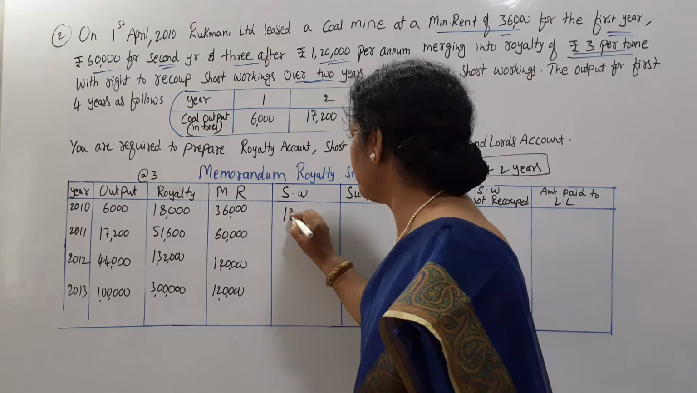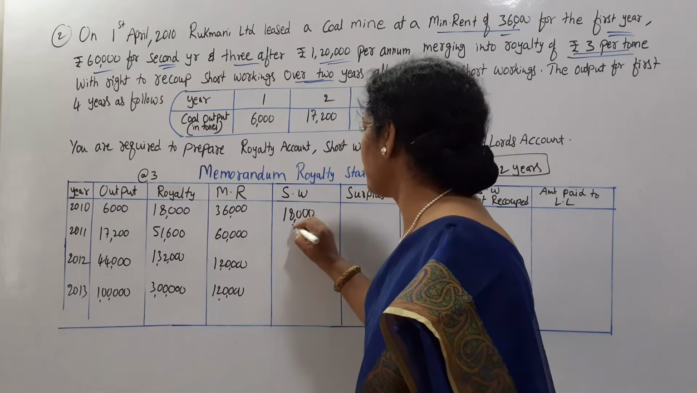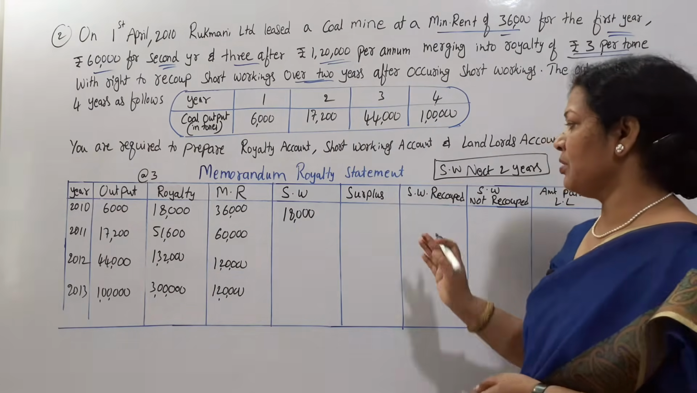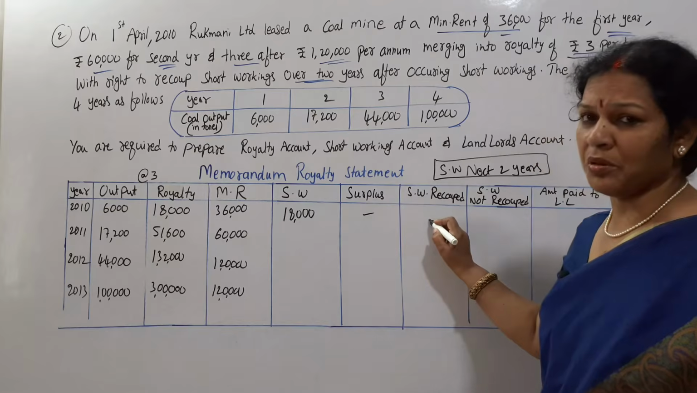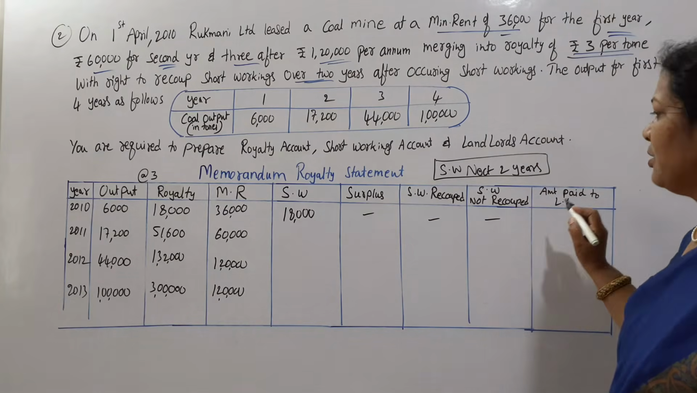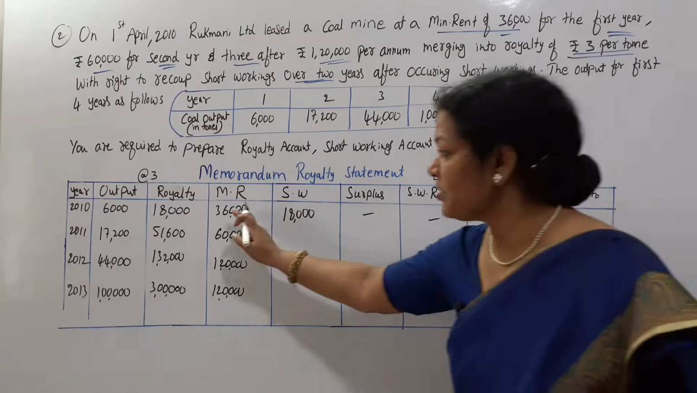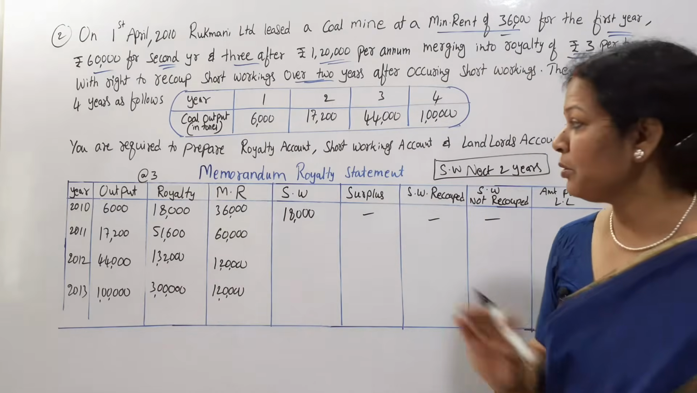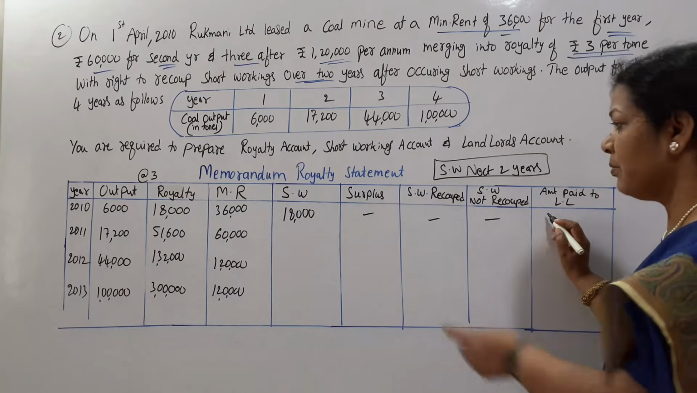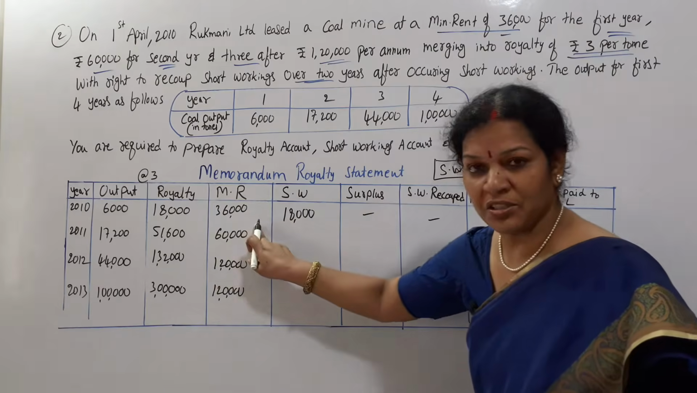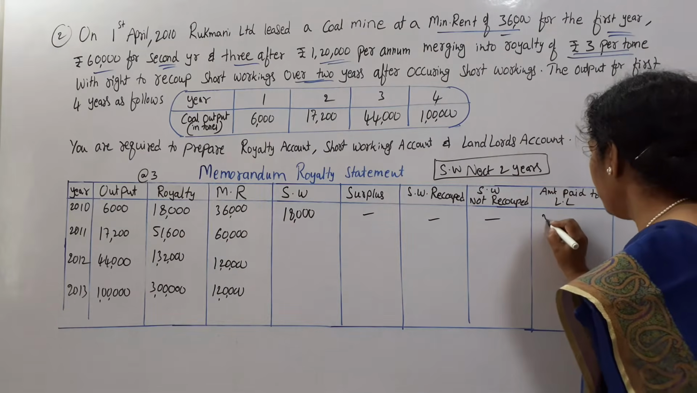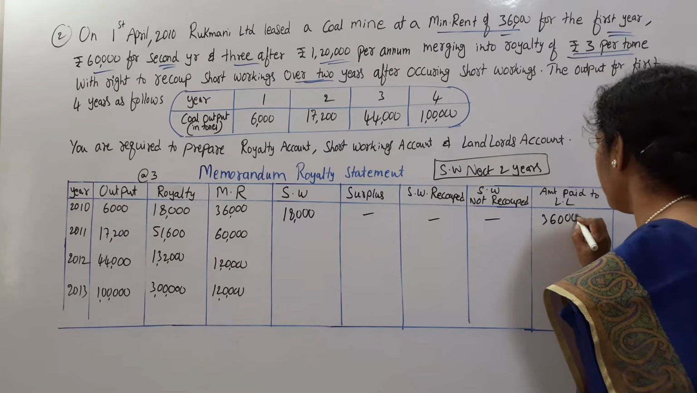18,000. Short working is 18,000. There is no surplus, no recoupment, no lapsed. So amount paid to landlord, whichever is highest will be paid to the landlord. What is highest out of these two? 36,000. So 36,000 we are paying to the landlord.